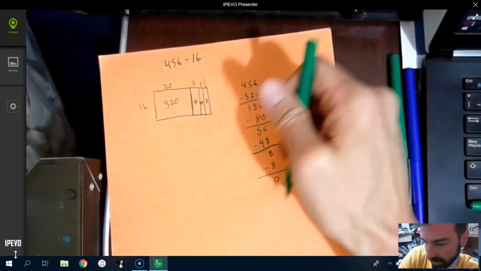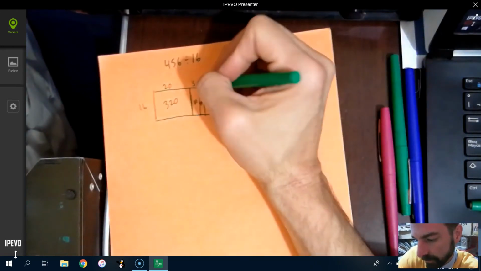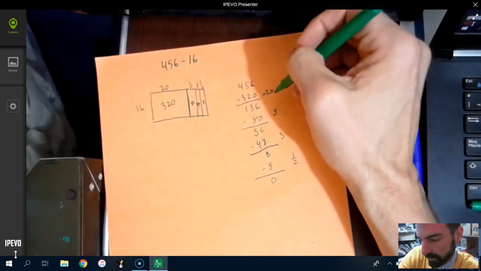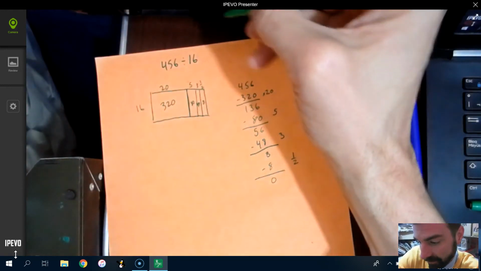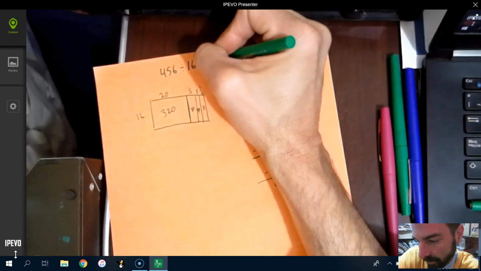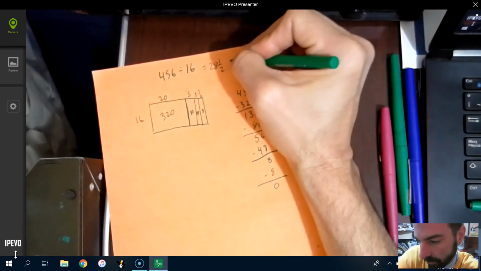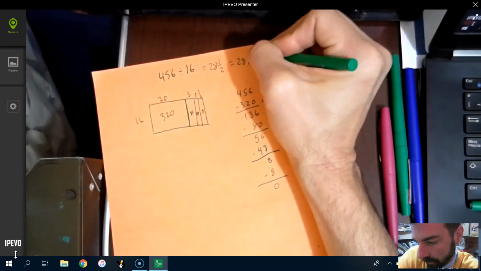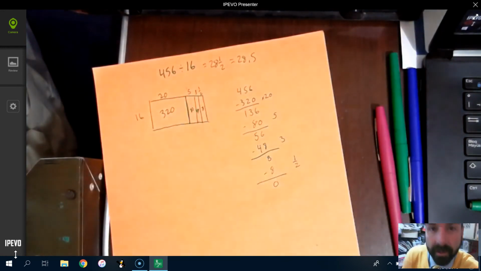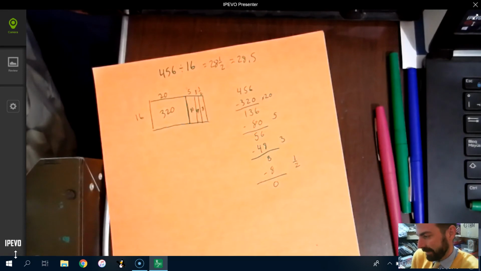So then I have my 456 over here. I just need to add up all the pieces, the 20, the 5, the 3, and the half. So that's going to give me an answer of 28 1/2. You could also write it in decimal form, 28.5. This could be 0.5 down here if you'd rather do it that way.